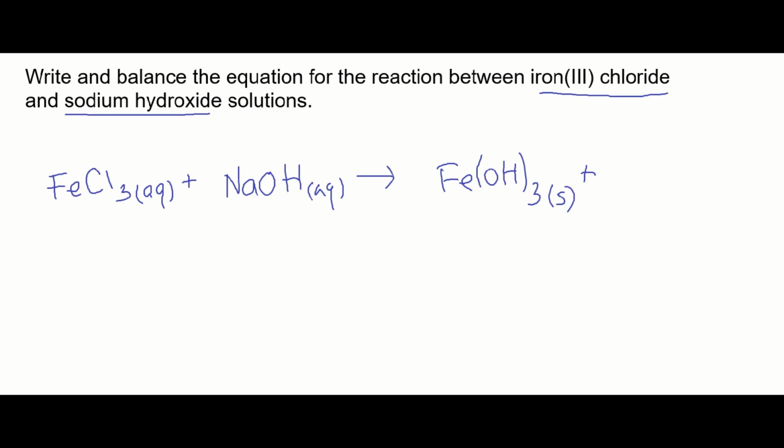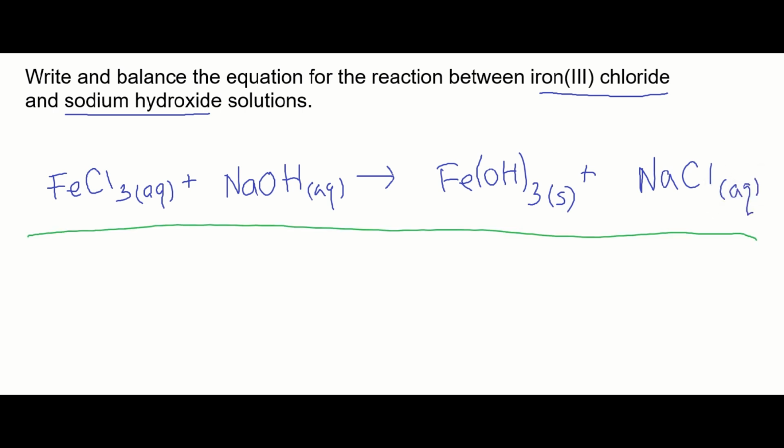And the other species is going to be sodium, now being with chloride. And you know this is just a 1-to-1 ratio. That's table salt. And that's highly soluble. So this is going to remain dissolved in water. Now let's balance the equation. We'll separate the reactants from the products.